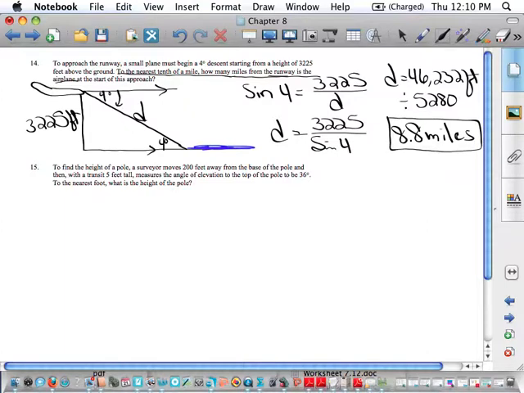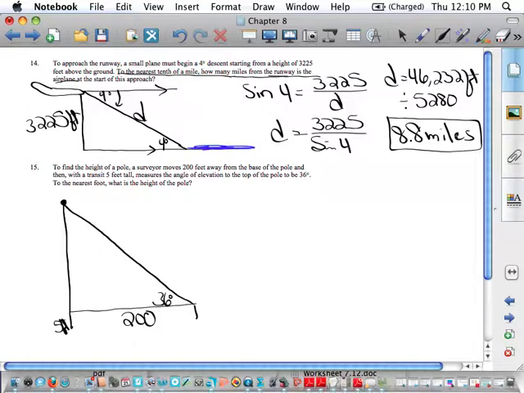Finally, number 15 says to find the height of a pole. So here's the pole. A surveyor moves 200 feet away from the base of the pole with a transit that is 5 feet off the ground. So this is 5 feet right here. He measures an angle of elevation of 36 degrees, and we're looking for the height of the pole. Remember, x now is just going to be this part of the pole. I'm going to have to add that 5 feet.